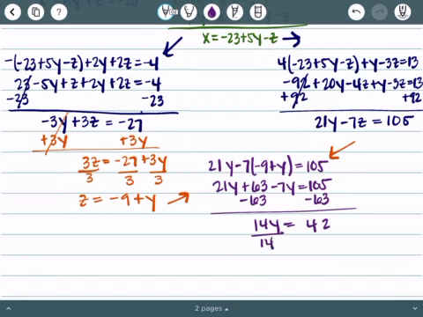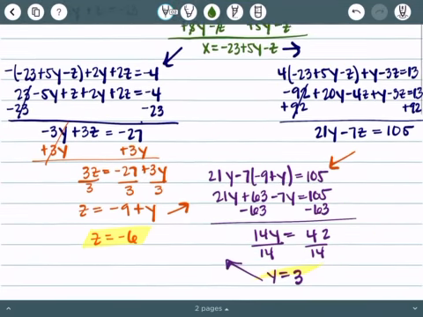Divided by 14, which is y equals 3. Then I'm going to plug my 3 in over here, and negative 9 plus 3 is z equals negative 6. So now I have 2 of my numbers.